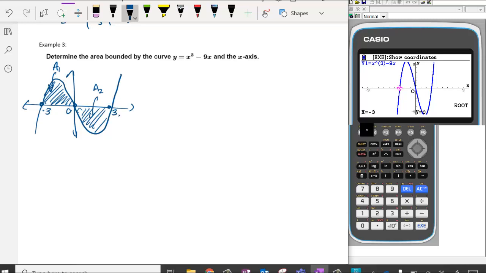Of course we could go through the process of solving this by hand as well, but that's not the focus today. So now we've got that the area, that physical area, is the sum of the area between -3 and 0 of x cubed take 9x with respect to x.